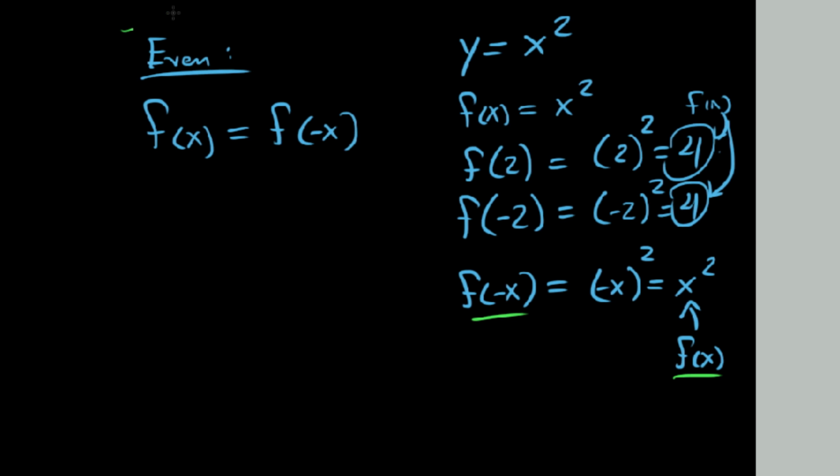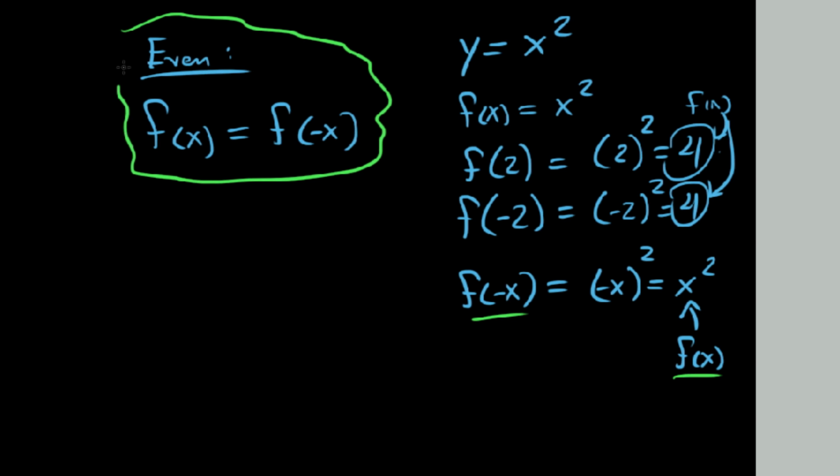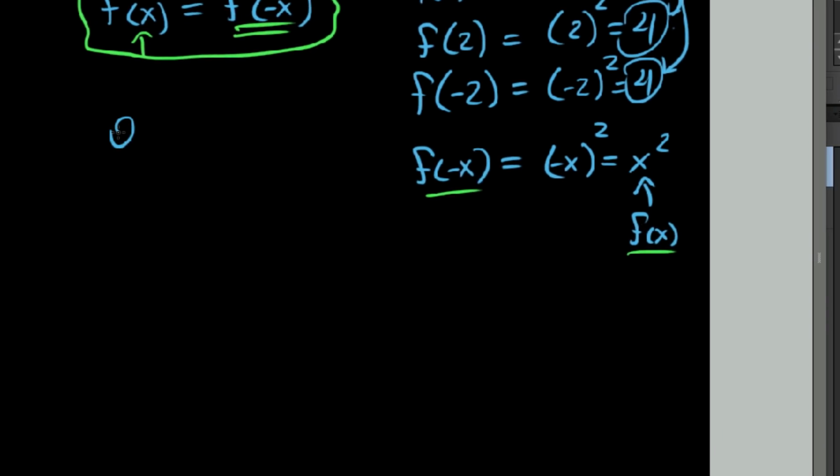So we say even functions basically mean this in general. If you were to say f of negative x here, you get the same thing as if you would have done f of x in the first place. So now, what would I mean by an odd function? Let's go ahead and define odd.